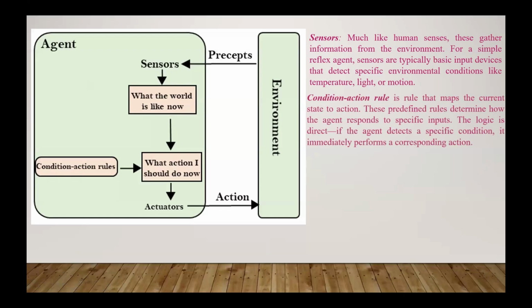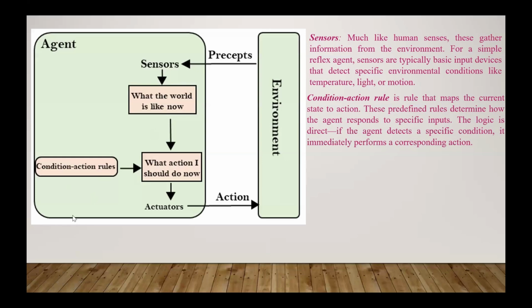Condition action rule that maps the current state to action. Whatever the current state, it will map into the action. These predefined rules determine how the agent responds to a specific input. So what are the inputs, and according to them what should be the output? It is predefined. The logic is direct. If the agent detects a specific condition, it immediately performs the corresponding action.